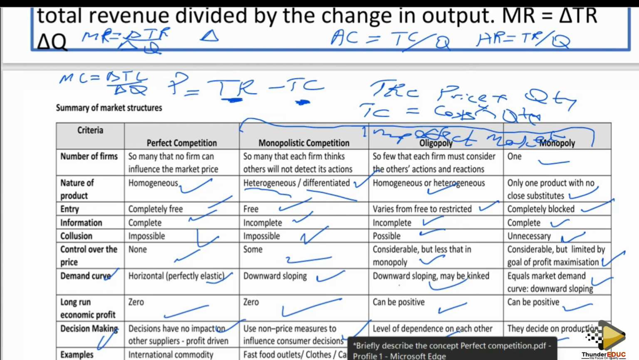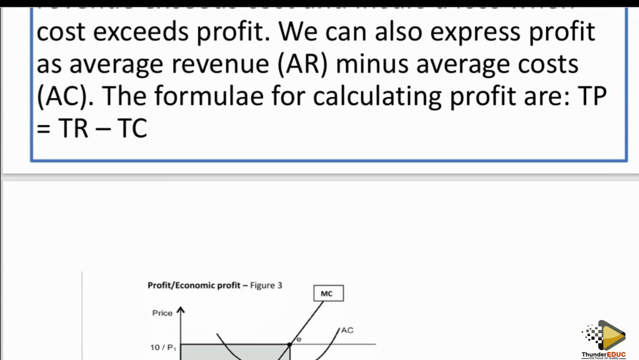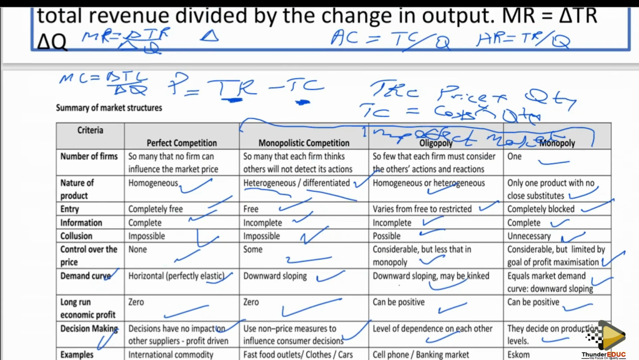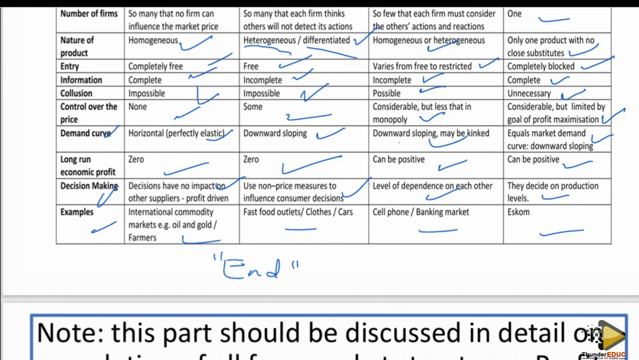Okay, so now grade 12s, in this regard, we are going to discuss the issue of graphing. For today, let's end here. But in the next lesson, we are going to proceed and discuss how to graph these curves.